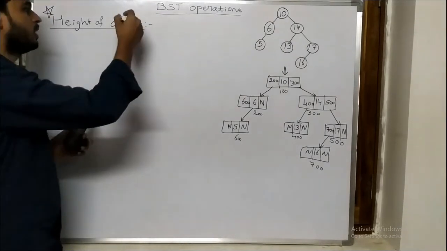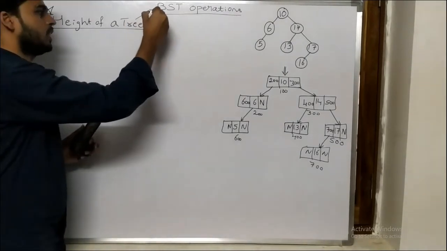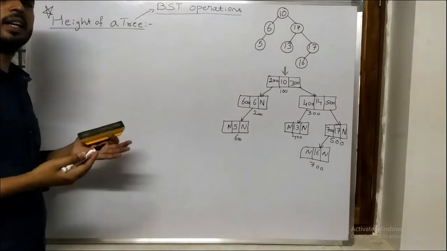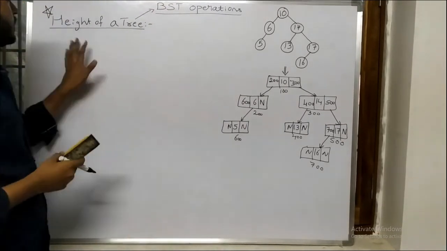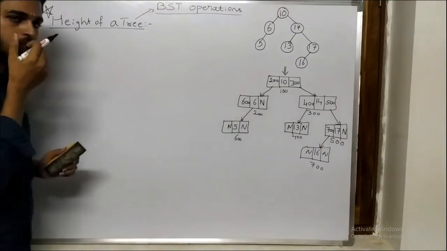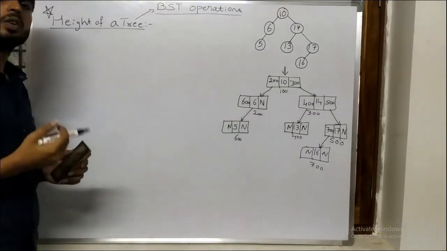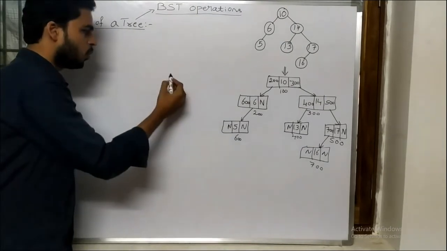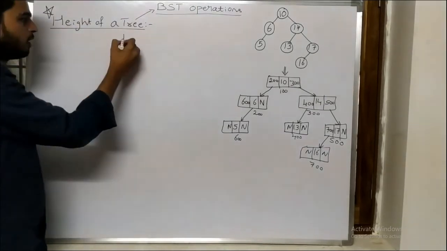So here, tree means that can be a binary search tree, binary tree, AVL tree, red black tree, splay tree, B tree, anything. That is the reason I have written only height of a tree. Okay. So before going to writing the code for height of a tree, first we need to know what do you mean by height of a node.